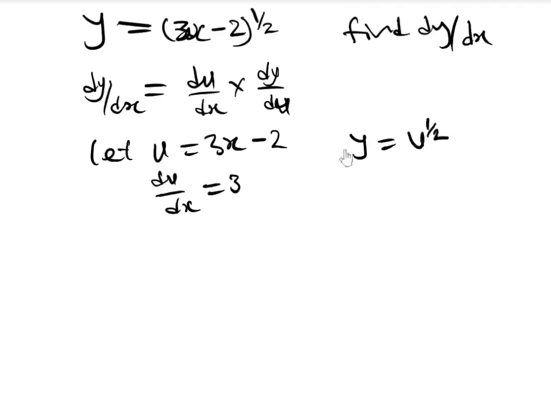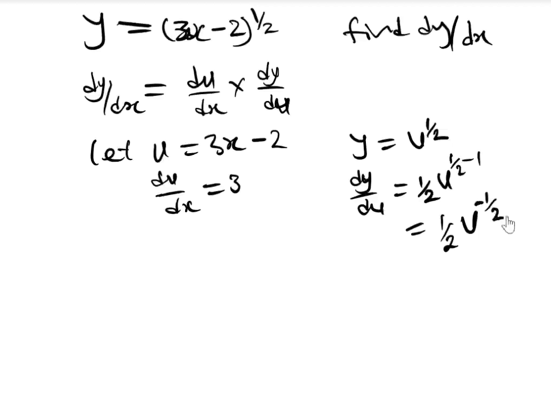Then let's differentiate y with respect to u. dy/du is equal to the differentiation of this, which will be half u power half minus 1, and this is equal to half u. Half minus 1 will give me minus half. So we have the u to be (3x minus 2) power minus half.